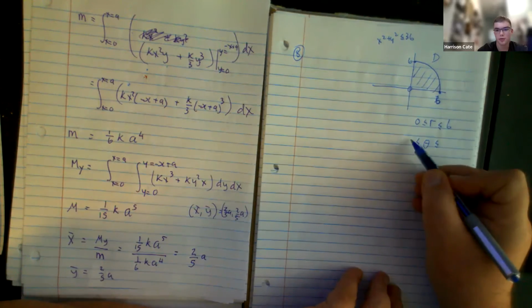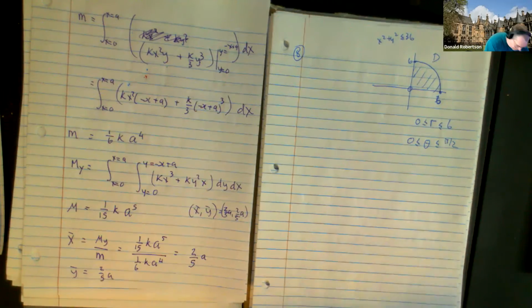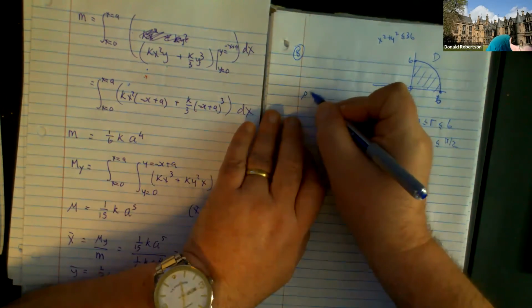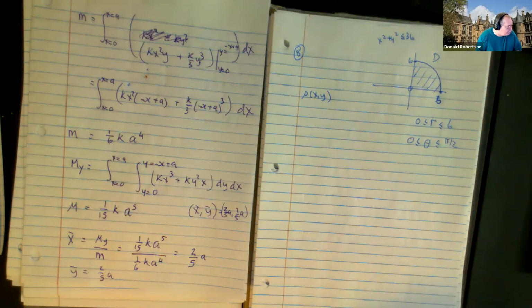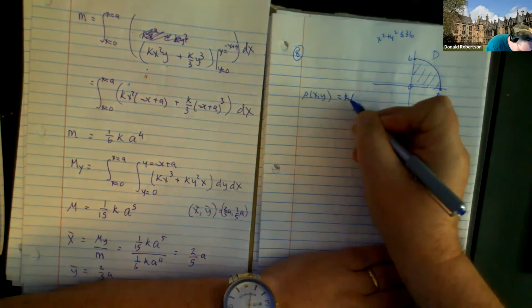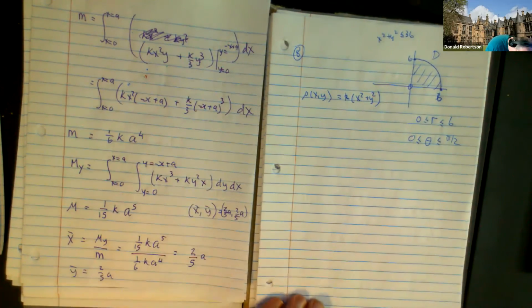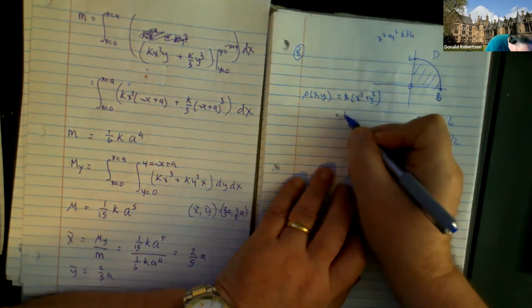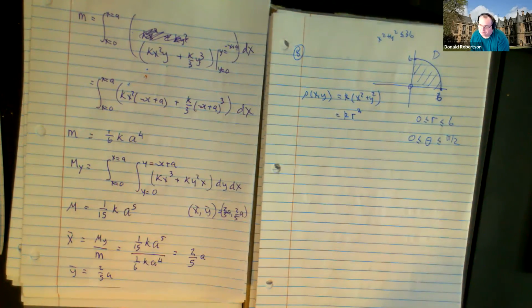From 0 to pi over 2. You all comfortable about that? Now, they have a density function. And in question 8, the density function is described as: at any point, it's proportional to the square of its distance from the origin. We just did that, the square of the distance from the origin. Didn't it end up being k times that, because it's proportional? And the square of the distance is that. Now, in terms of polar, doesn't that become k r squared? Are you comfortable?